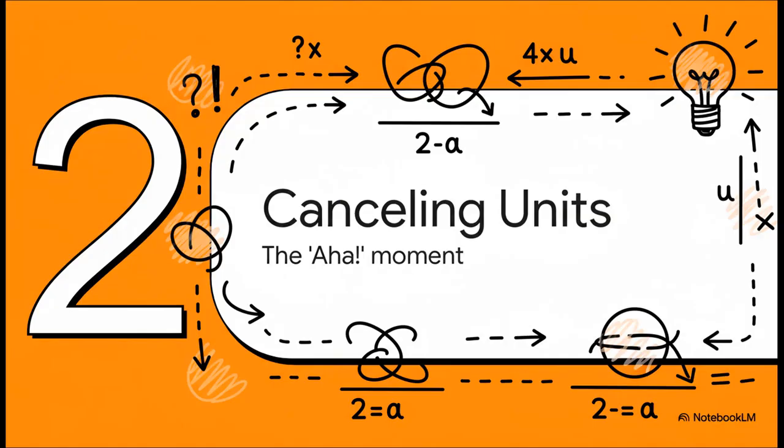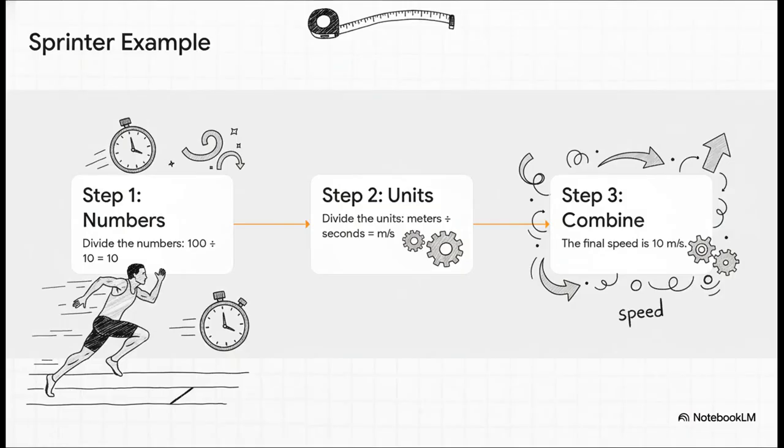And that brings us right to the heart of it. Section 2, the secret, canceling units. This is the aha moment, the part where it all clicks. Okay, let's make this real with a quick example. Picture a sprinter running 100 meters in 10 seconds flat. So to get their speed, you don't just divide the numbers, you have to divide the units too. So 100 divided by 10, that's 10. And meters divided by seconds, that gives us meters per second. Put them together, and their speed is 10 meters per second. And boom, just like that, you've done dimensional analysis.